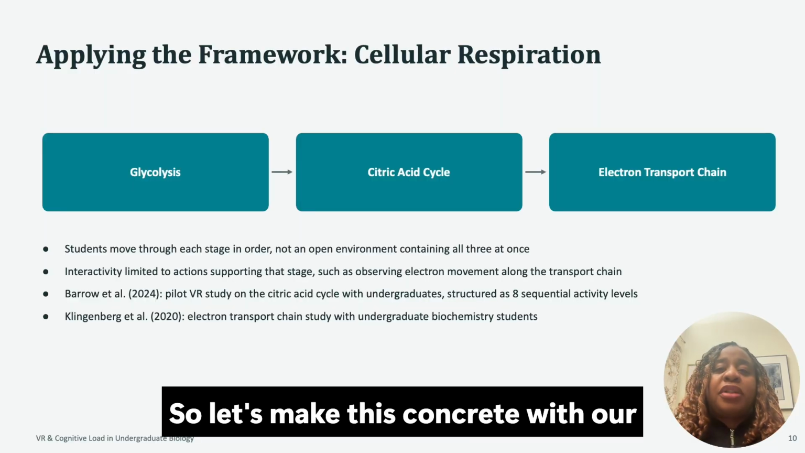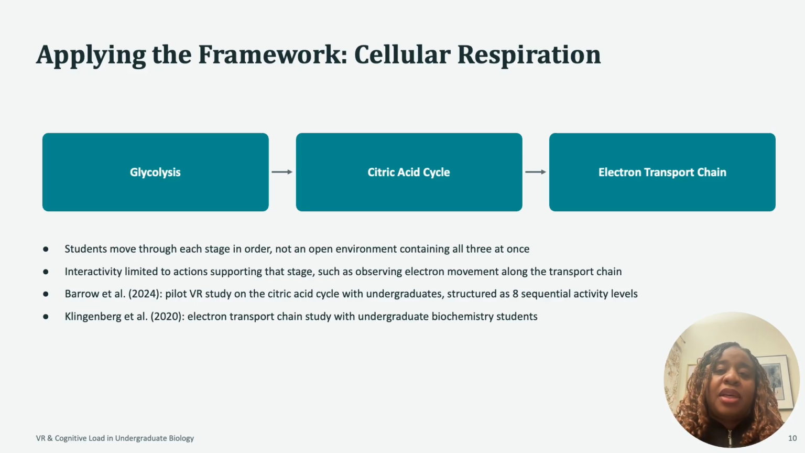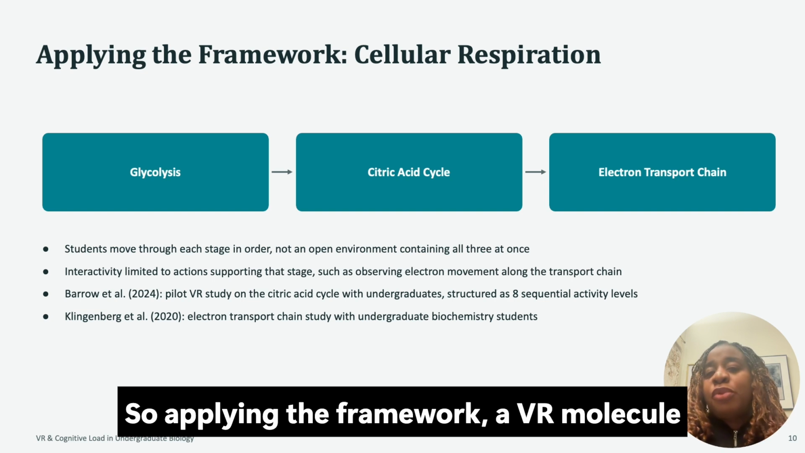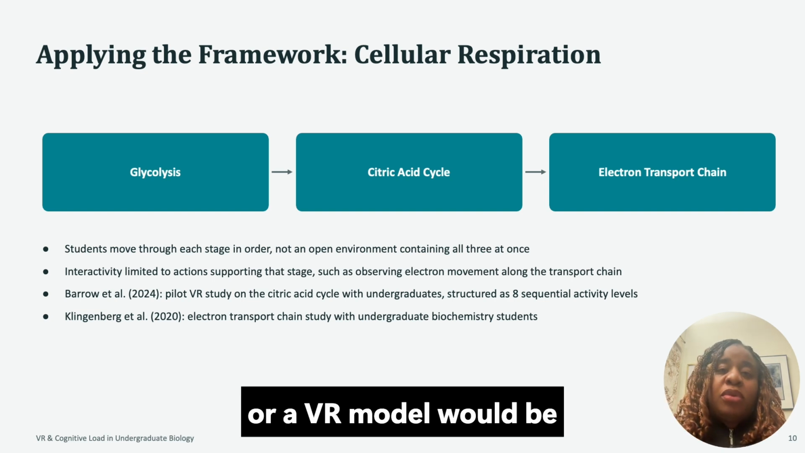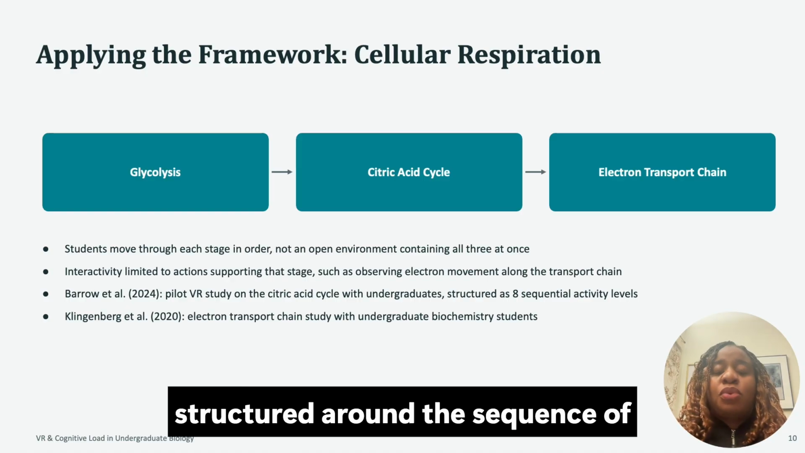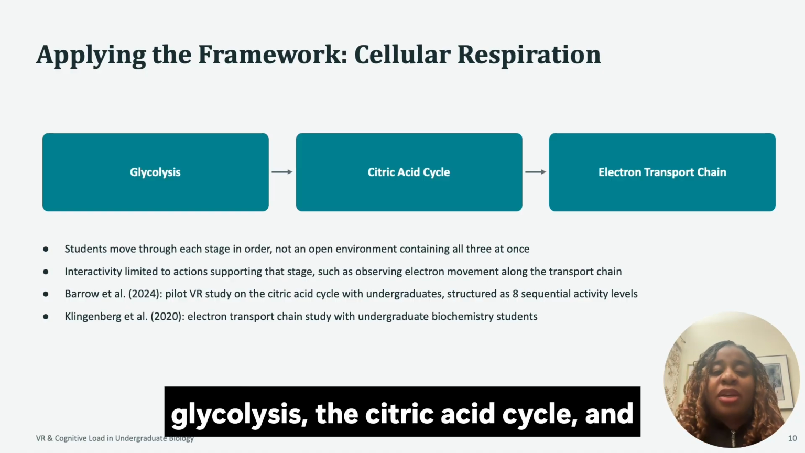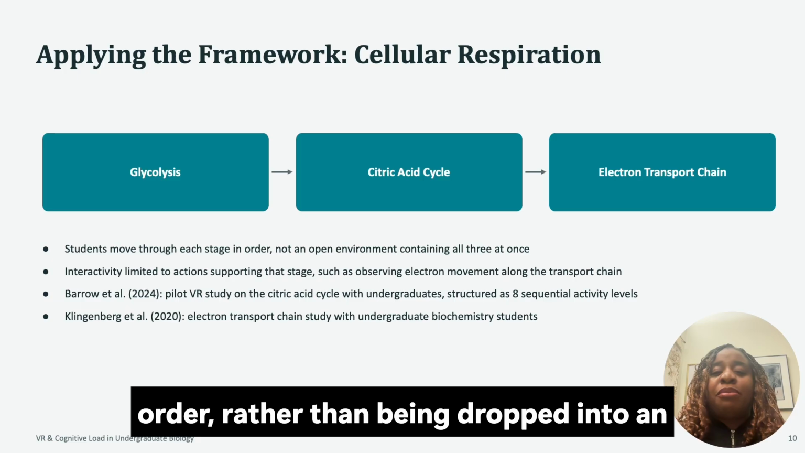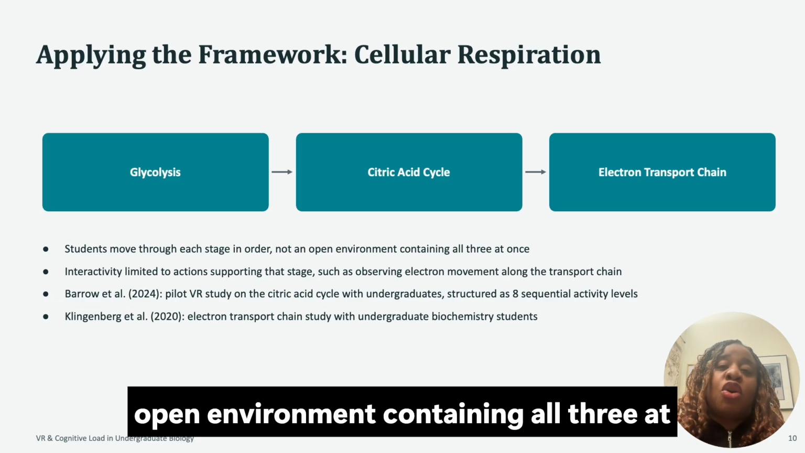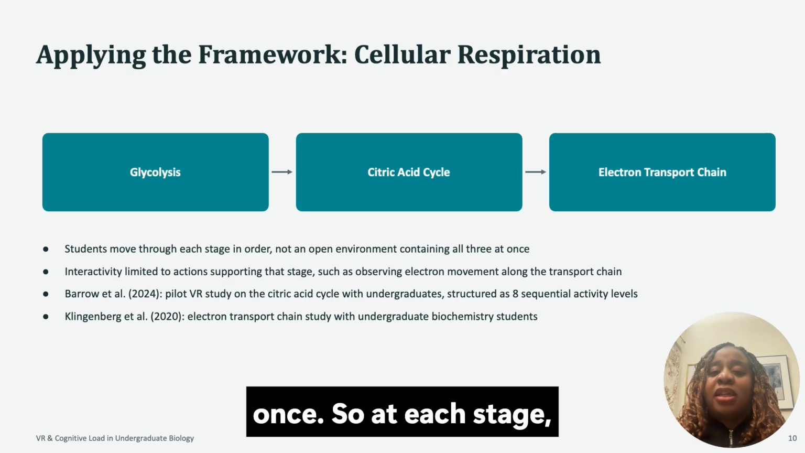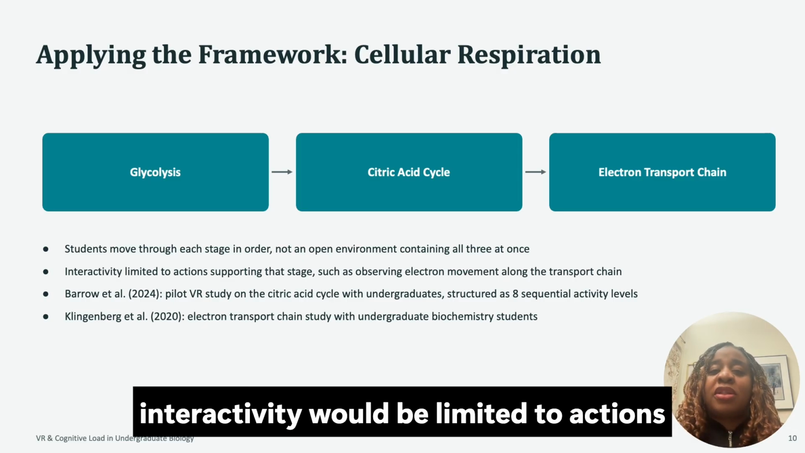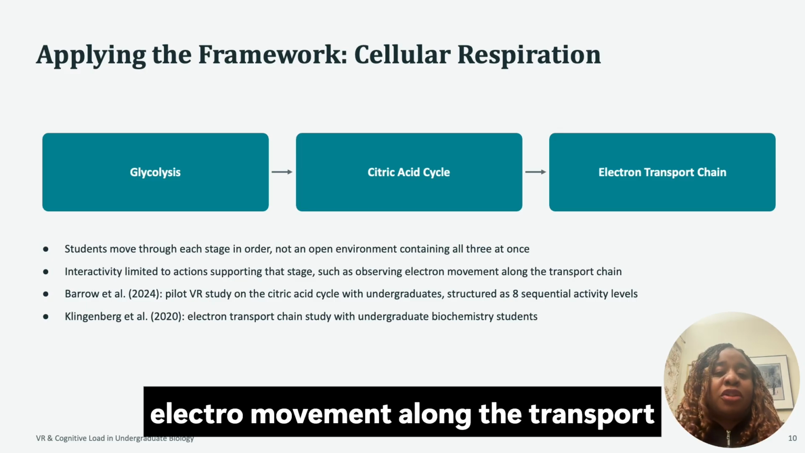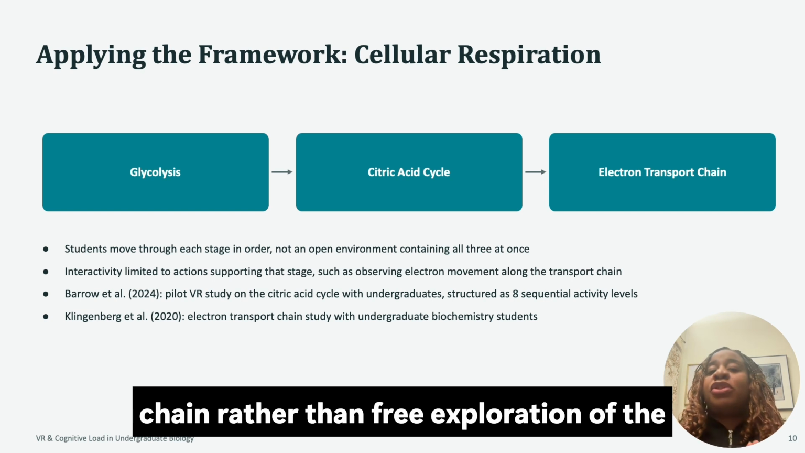So let's make this concrete with our first illustrative example. Let's use cellular respiration. Applying the framework, a VR module would be structured around the sequence of glycolysis, the citric acid cycle, and the electron transport chain, with students moving through each stage in order, rather than being dropped into an open environment containing all three at once. At each stage, interactivity would be limited to actions that support understanding of that specific stage, like observing electron movement along the transport chain, rather than free exploration of the whole cell.